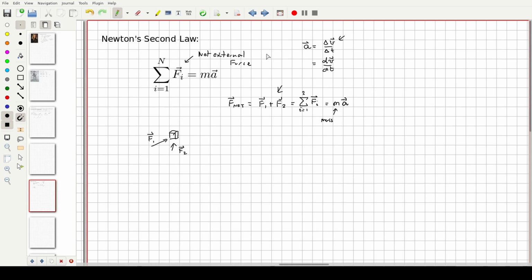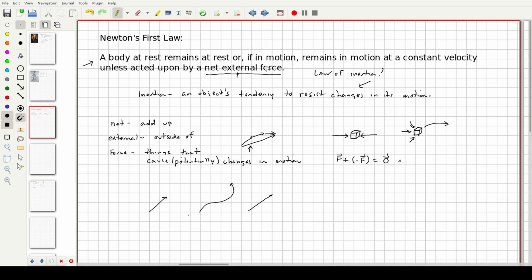So some people, if they haven't had physics, when they look at this equation, they say, okay, well, clearly, accelerations are the things that cause forces. That's not true. Forces cause accelerations. Okay, forces are the origin of changes in motion as laid out in Newton's first law.